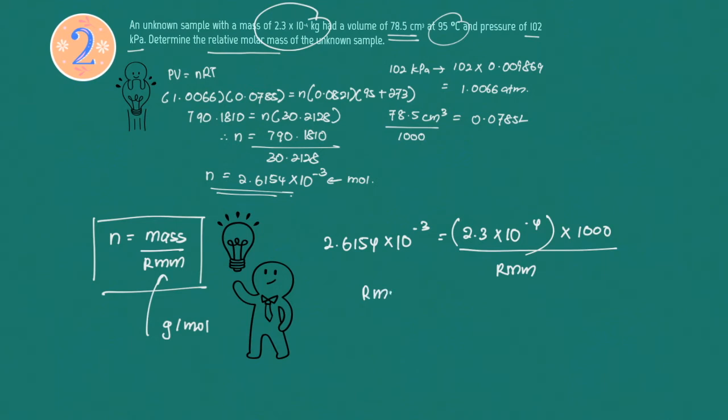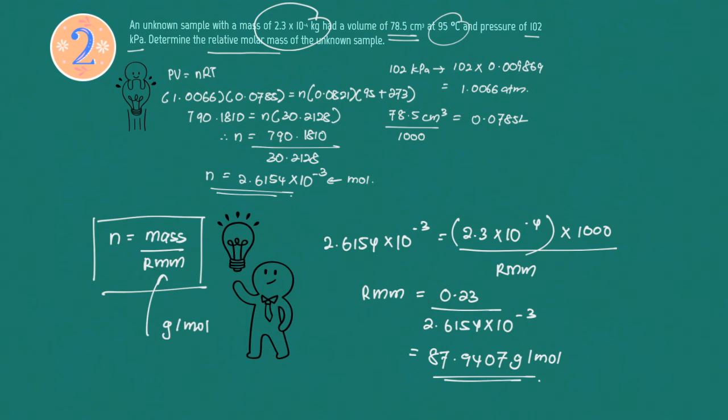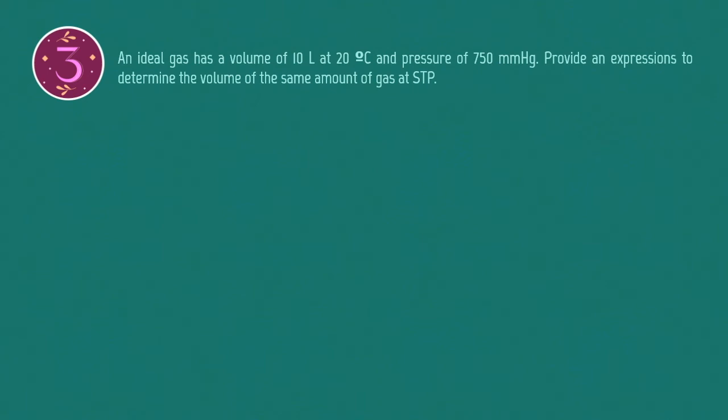So your RMM should be equivalent to 0.23 divided by 2.6154 times 10 to the power of negative 3. So you should get the final answer, 87.9407 gram per mole. So this is the final answer for your second question. Moving on to question number 3.